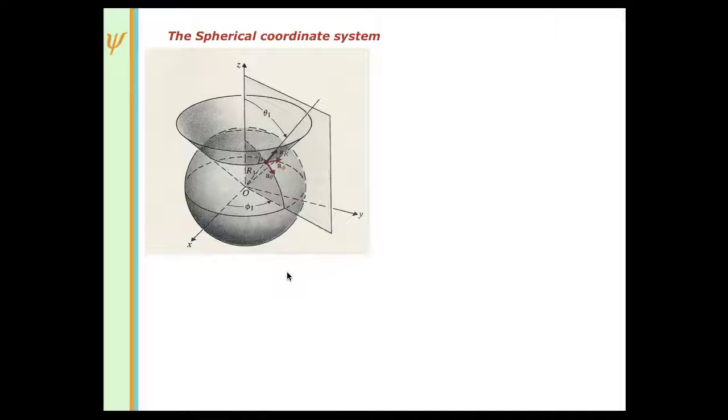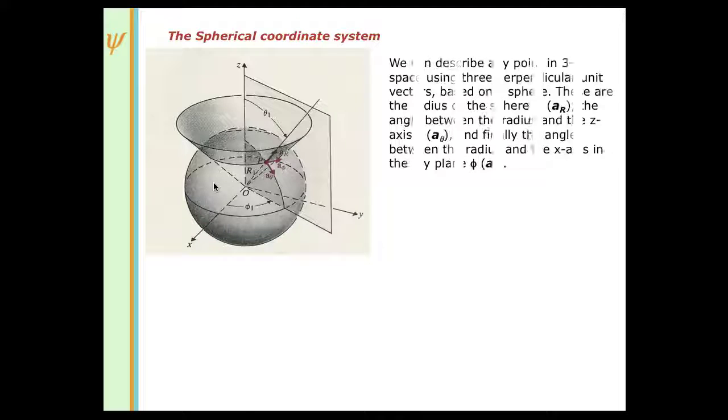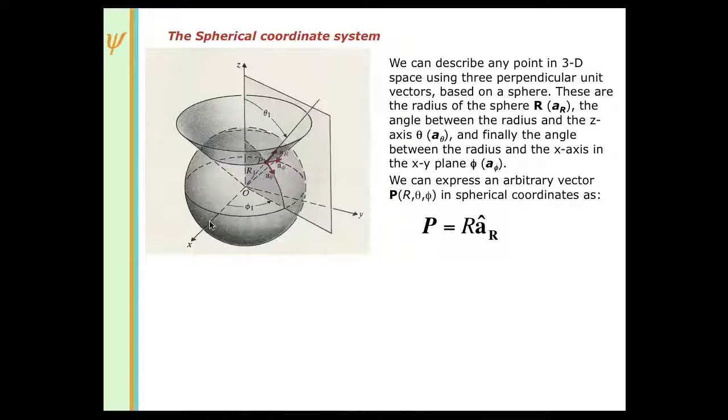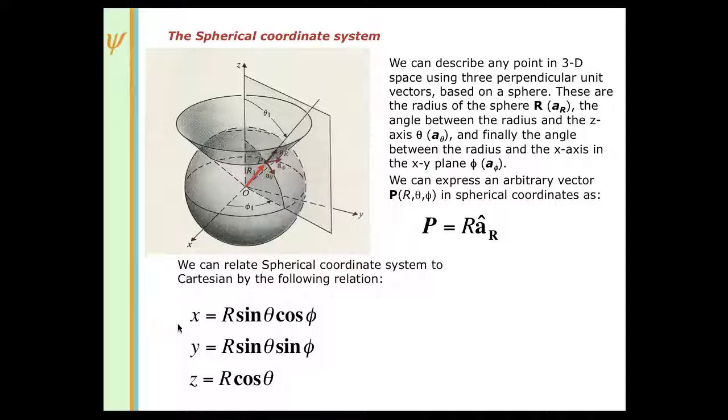The last coordinate system we will use is the spherical coordinate system. Its unit vectors are based on a sphere. Each point is defined by 3 parameters, the distance from the origin r and 2 angles theta and phi. The theta is the angle between the vector and the vertical axis. The phi is the same as in the cylindrical system, the angle between the projection of the vector onto the horizontal xy plane and the x direction.